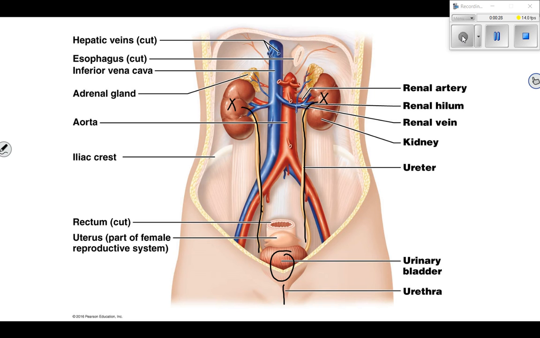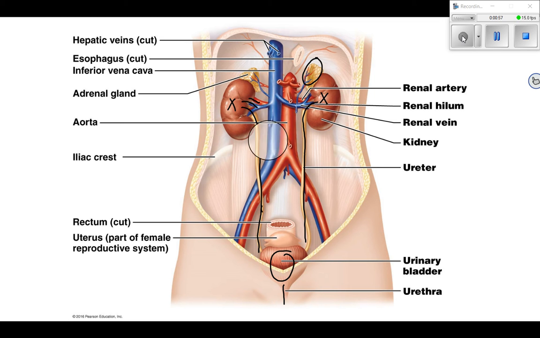If you're a female, notice that you have a uterus sitting directly on top of your bladder. Think about when a woman is pregnant and why she has to pee all the time. Also worth noting that the kidneys have adrenal glands sitting on top of them. They release adrenaline. And then we can see major arteries coming off into them: renal artery in red, renal vein in blue.